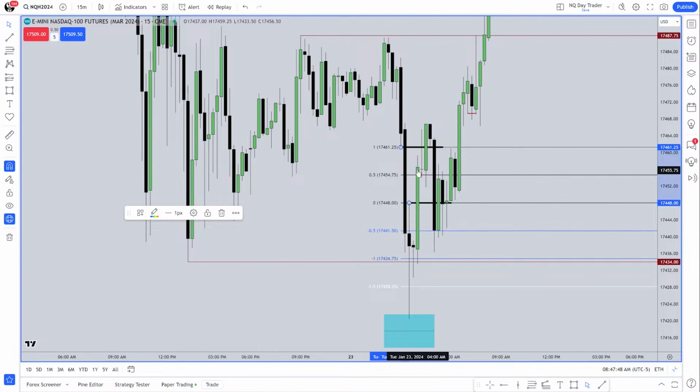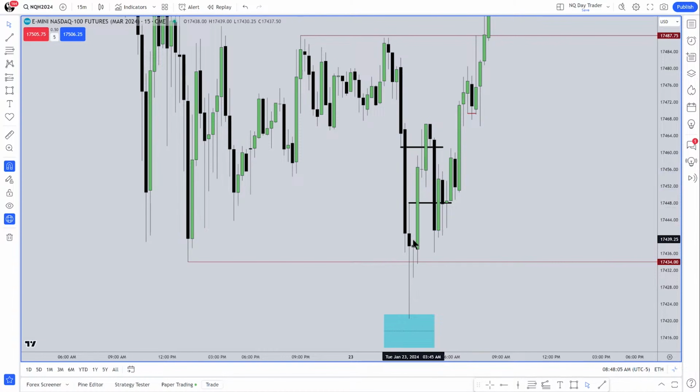Yes. So what does that tell me algorithmically? That it's going to use this imbalance here, okay? It's going to use that as a draw on liquidity. And now I want to see it do what? Work its way back down into this gap from this candle's high and that candle's low.